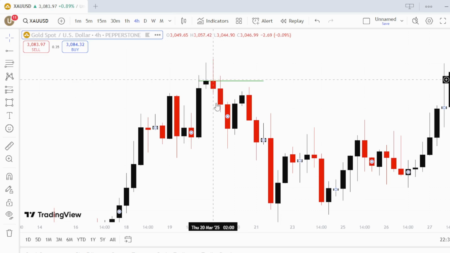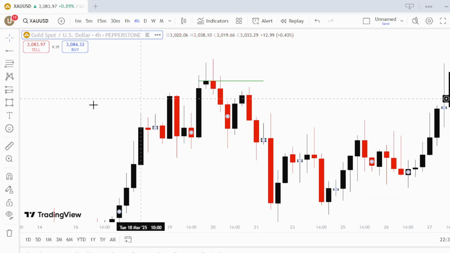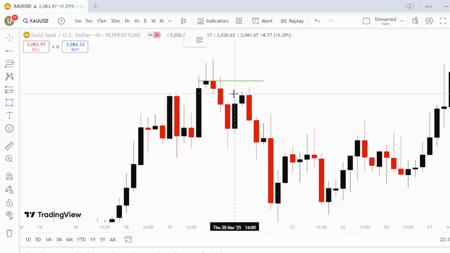Now, this level, which was fresh before, by the action of this candle that came and weakened it, this fresh level is weakened by this candle, then this level has become what? Unfresh. Now, this is a fresh level.